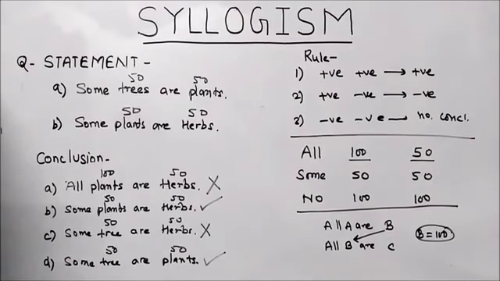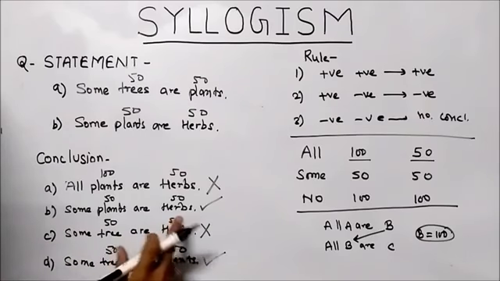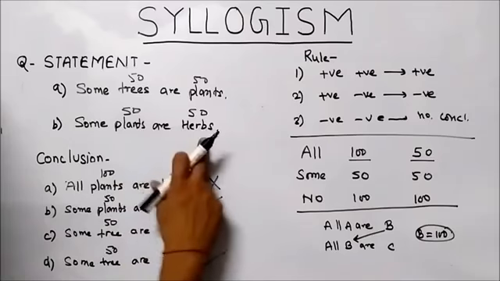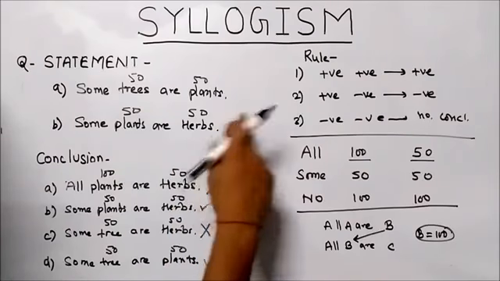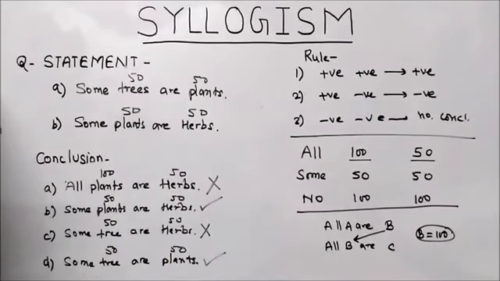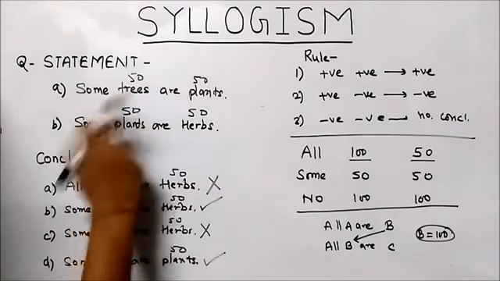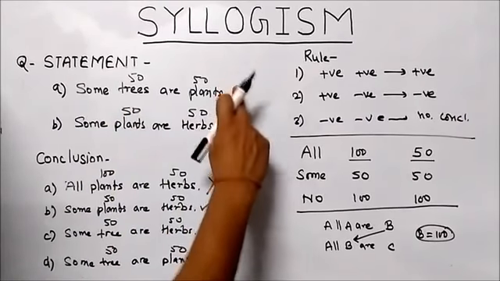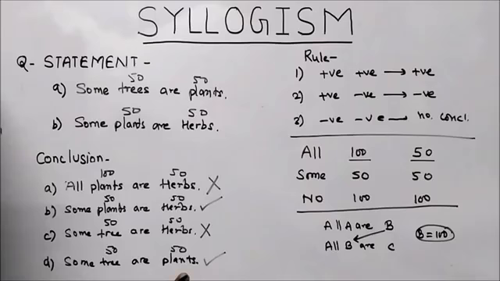And now check the nature of the statement and conclusion. The conclusion some plants are herb is positive and is made from the statement some plants are herb. This statement is also positive, hence the conclusion is also positive. Now the conclusion some trees are plant is positive and is made from statement number 1, some trees are plant. This statement is also positive, hence the conclusion is also positive.